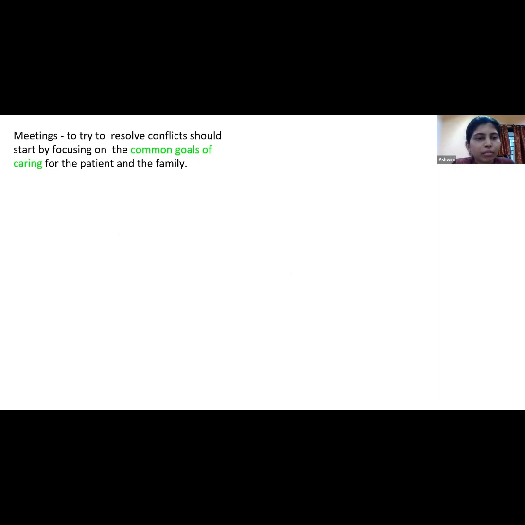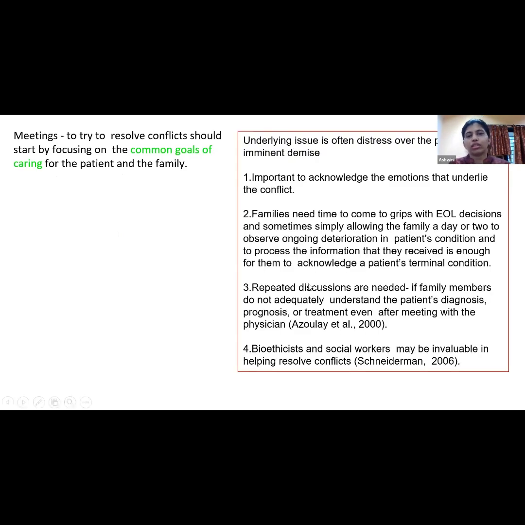Family meetings to try to resolve conflict should start by focusing on the common goals of care for the patient and the family. It is important to acknowledge the emotions that underlie the conflict, which are often distress over the patient's imminent demise. Families need time to come to grips with end-of-life decisions, and sometimes simply allowing the family a day or two to observe ongoing deterioration in the patient's condition and to process the information that they received is enough for them to acknowledge the patient's terminal condition.